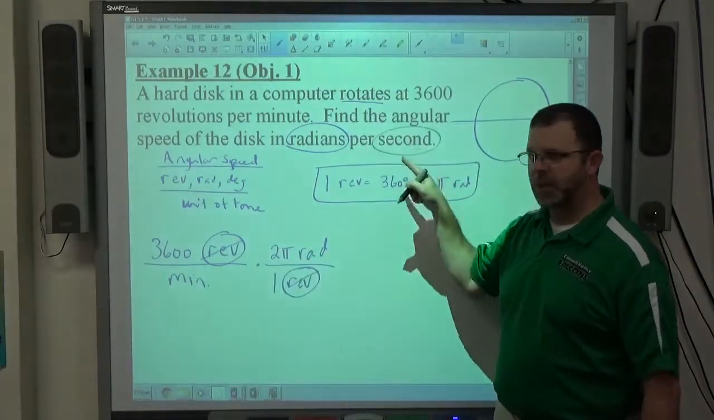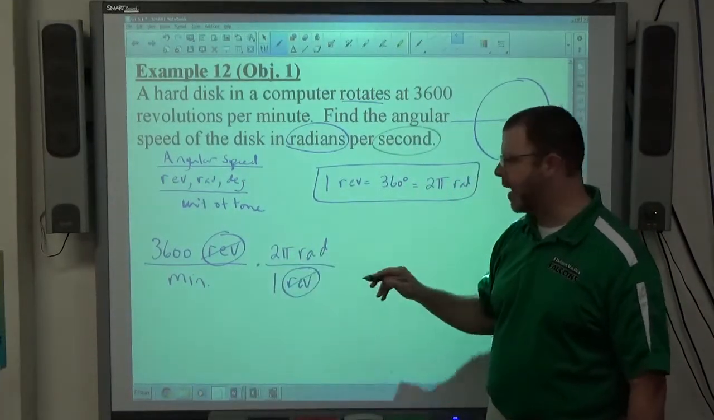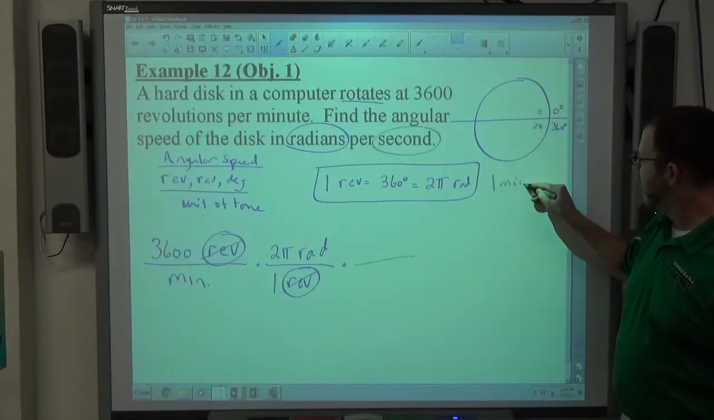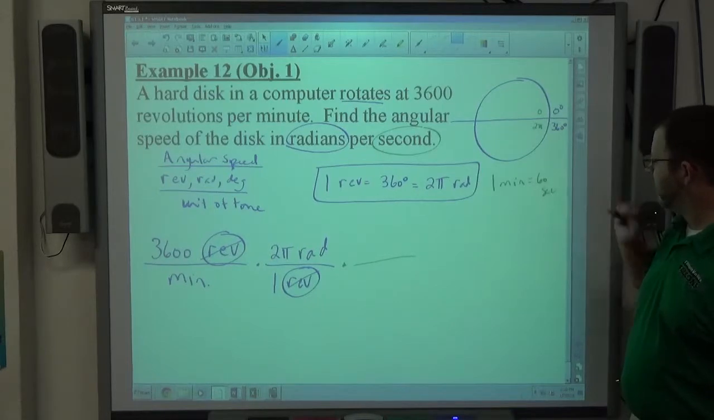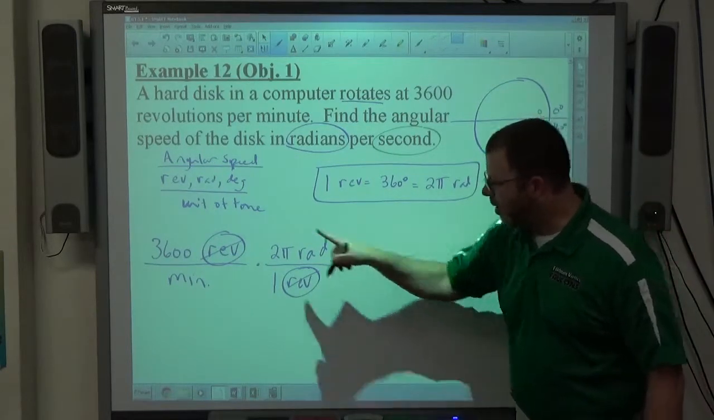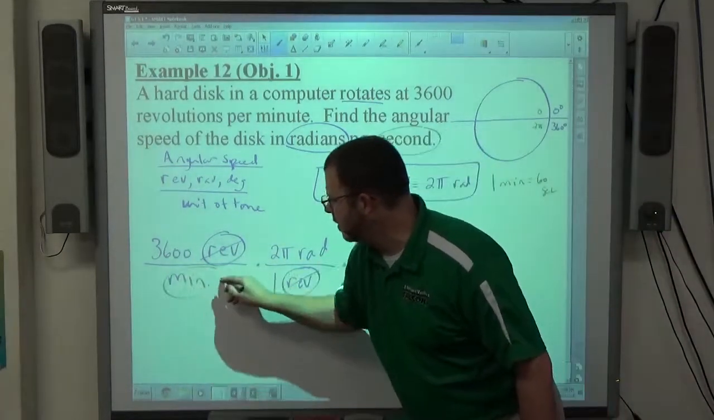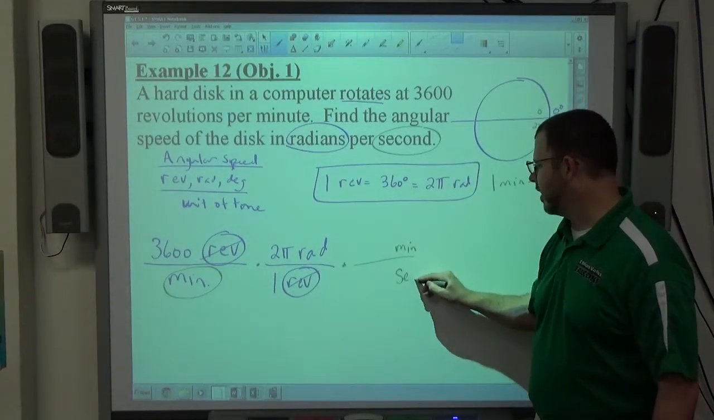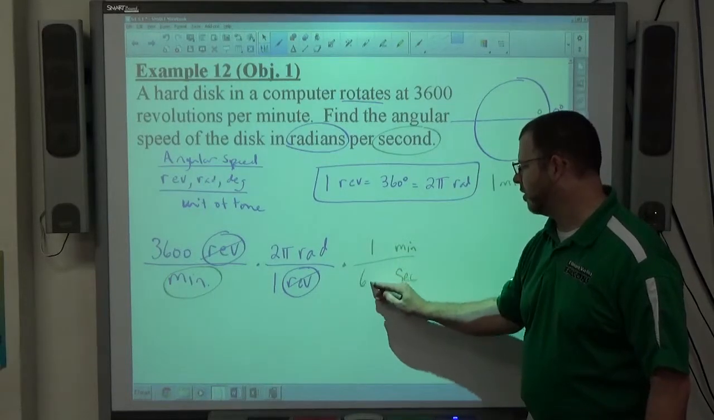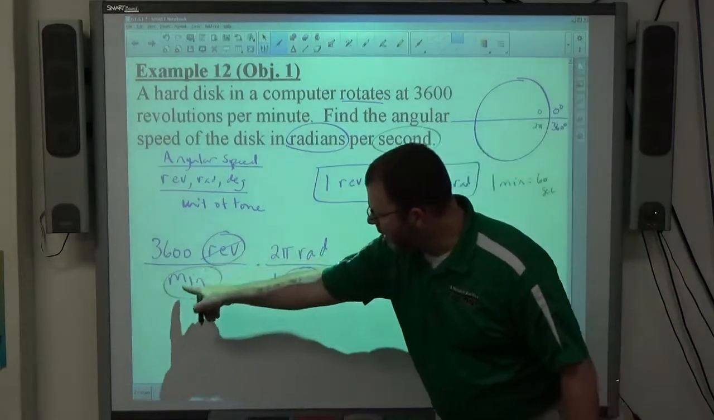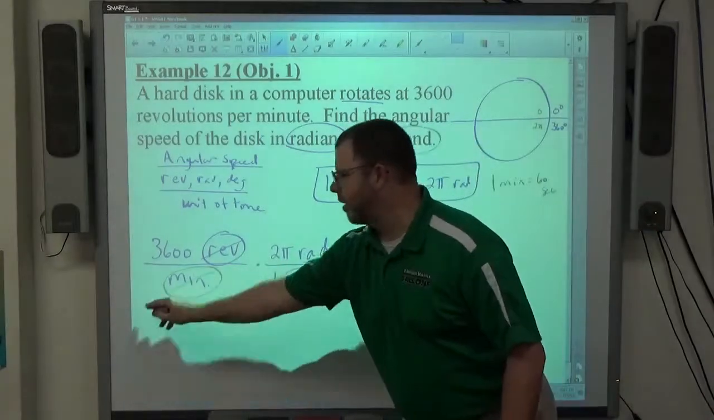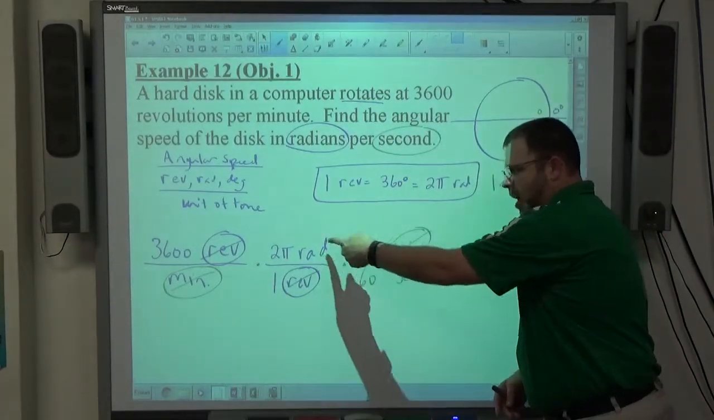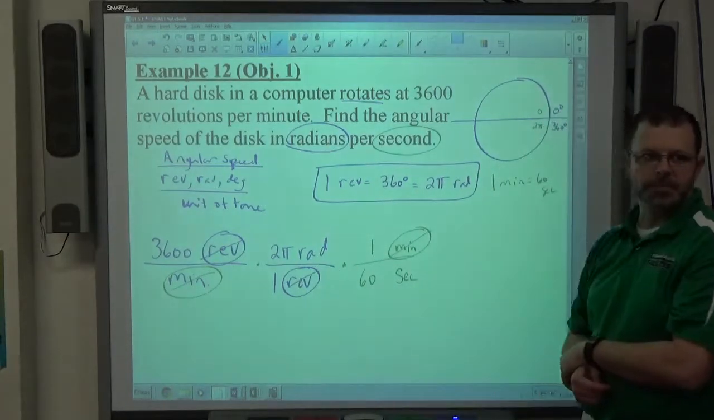I want radians per second. So radians is good, minutes is bad. So I want minutes to go away, and I know that 1 minute is equal to 60 seconds. So I want minute to go away. Currently minute resides in the denominator. So I need a minute unit in the numerator for cancellation. I'm going to put seconds in the denominator. One of these equals 60 of those. Minute on bottom, minute on top, cancel, cancel. And now looking at my units, I've got radians on top, seconds on the bottom, radians per second is happening there.